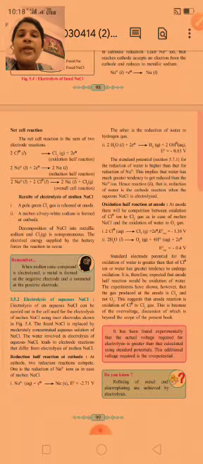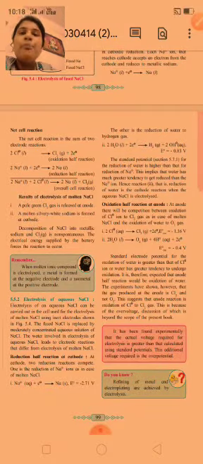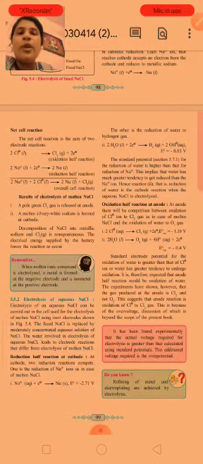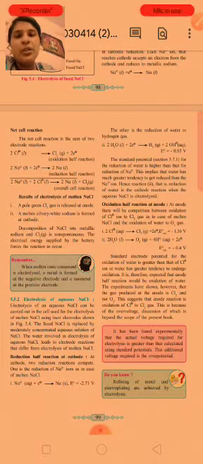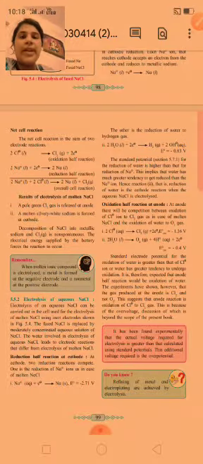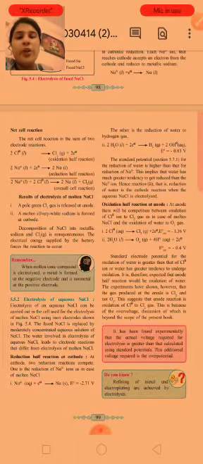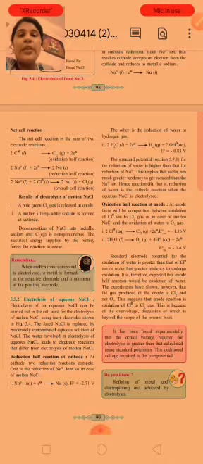Sodium metal is deposited on the surface of the cathode, means the negatively charged electrode, and reduction takes place over there. Then chlorine gas is evolved on the surface of the anode, means chlorine gas evolution takes place on the surface of the anode. So this much reaction takes place on the surface of cathode and anode, and in today's lecture we have to study the electrolysis of aqueous NaCl.